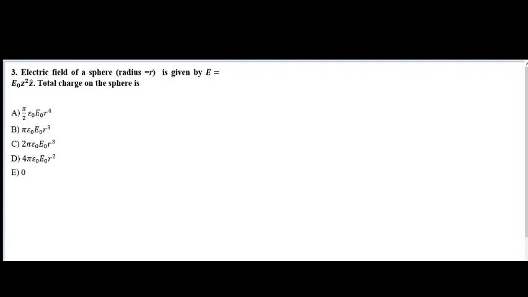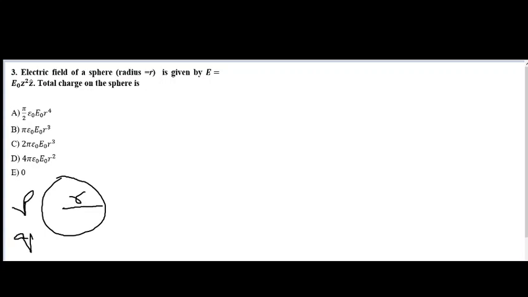In this question, the electric field of a sphere of radius r is given to us and we are asked to calculate the total charge on this sphere. For example, this is our sphere of radius r and suppose it contains volume charge density rho and the total charge on it is suppose q.